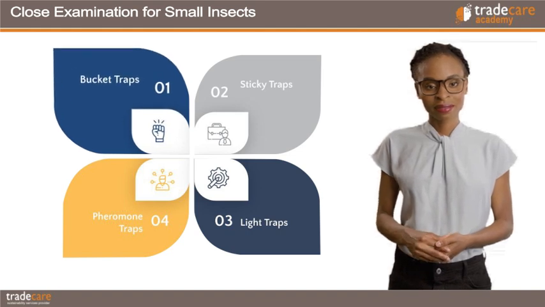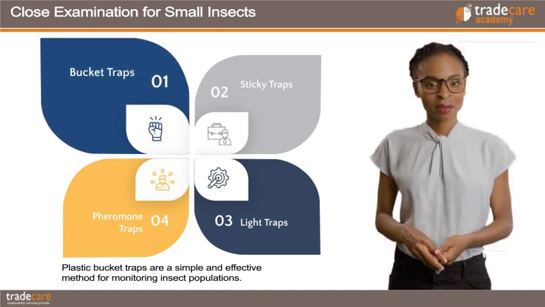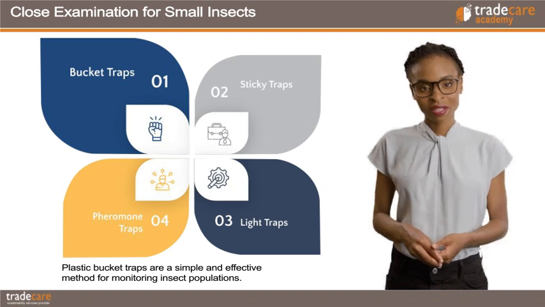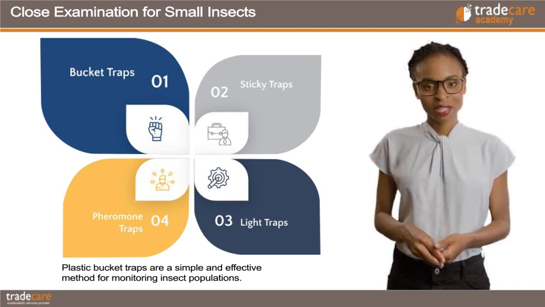Bucket traps. These plastic traps are a simple and effective method for monitoring insect populations. They typically use a bait or pheromone lure to attract target insects, which then fall into the bucket, allowing for easy counting and identification.